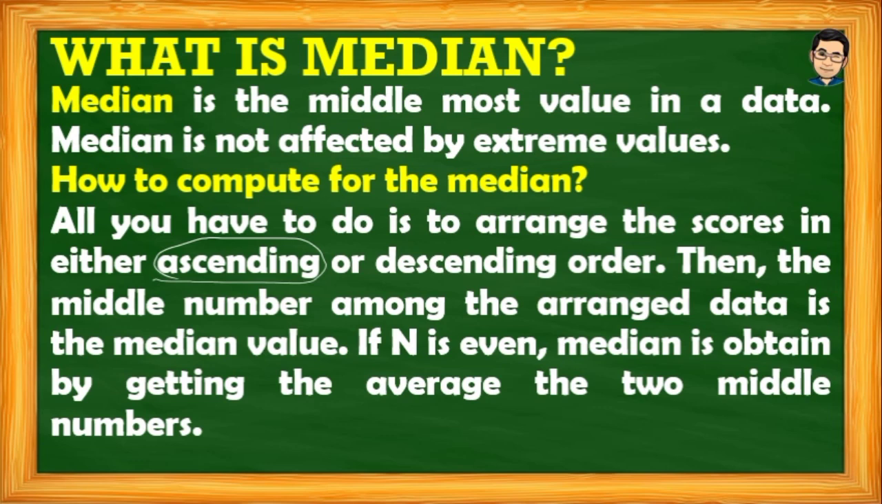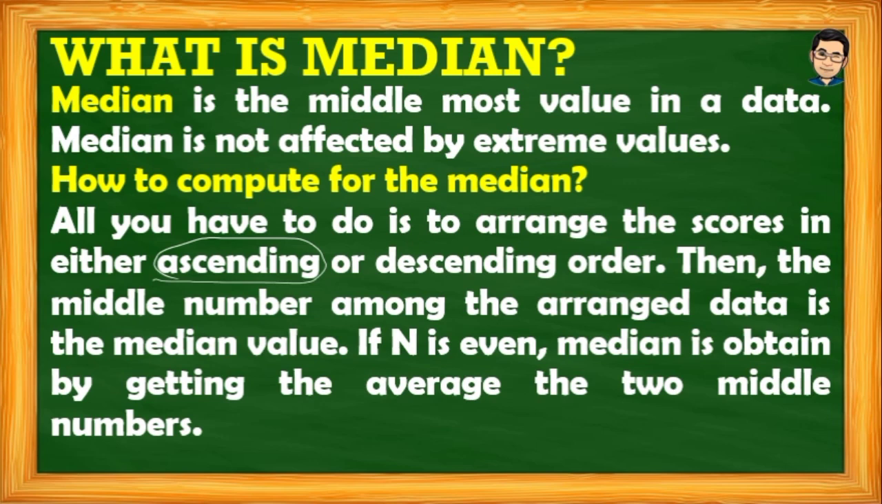Okay. So, and then, the middle number among the arranged data is the median value. So, once na-arrange natin yung mga scores, yung mga data in either ascending or descending order, ide-determine lang natin yung pinakagitnang number doon sa mga naka-arrange na data na yon, yun na po yung median. However, meron tayong two cases kasi dyan.